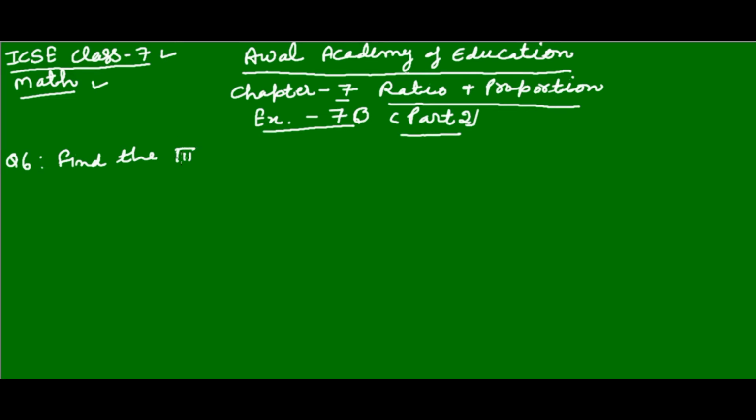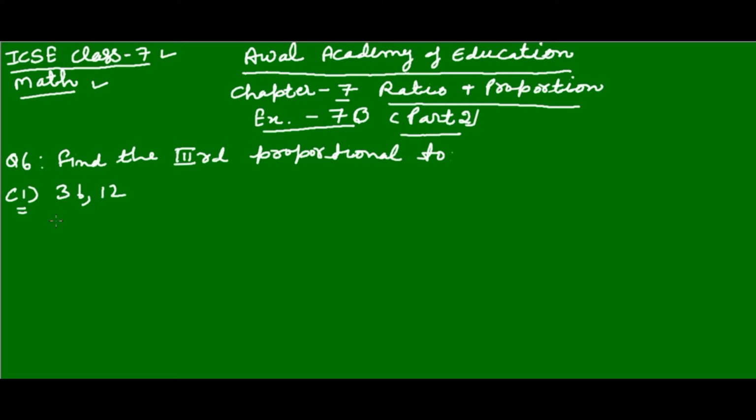Question 6 is: find the third proportional to, number first, 36 and 12. For finding the third proportional, there are only two terms, but we have to find the third proportional.